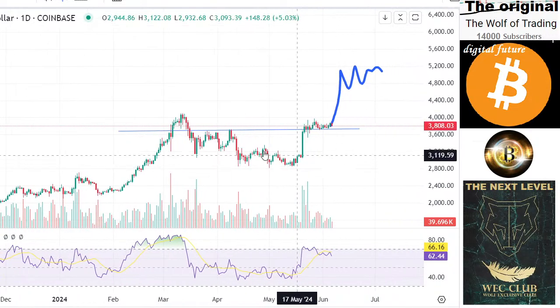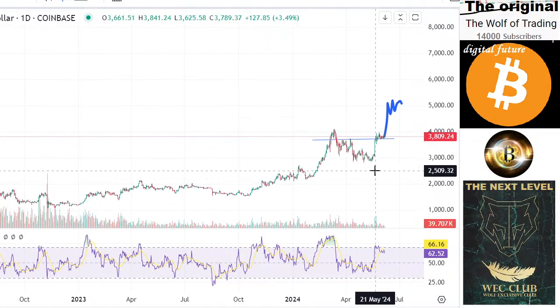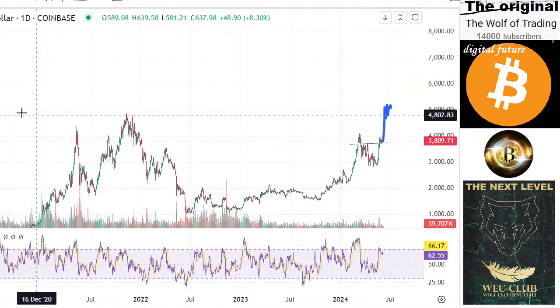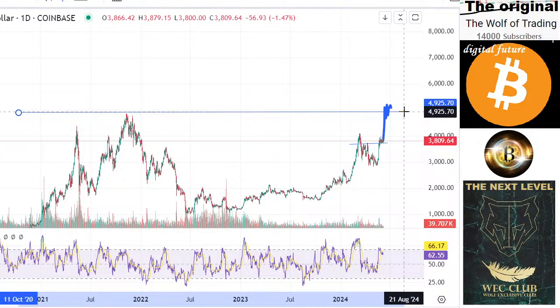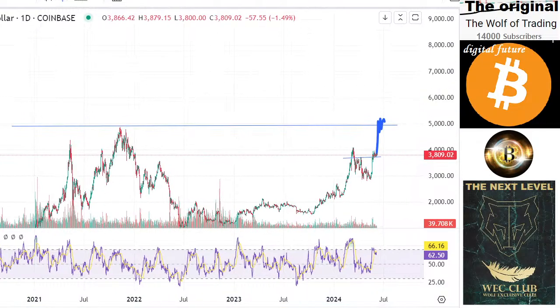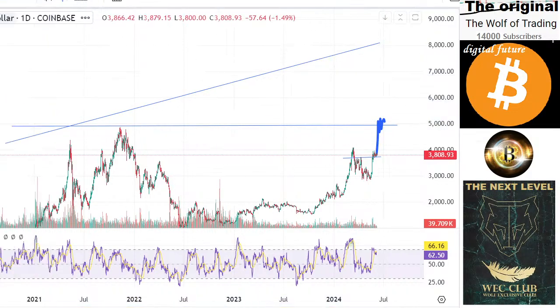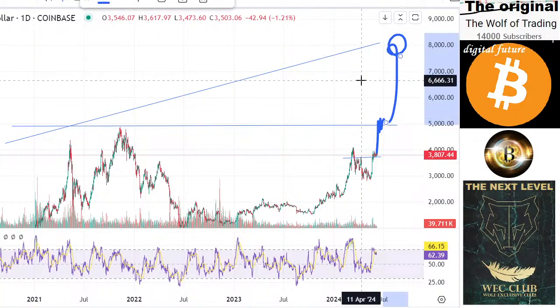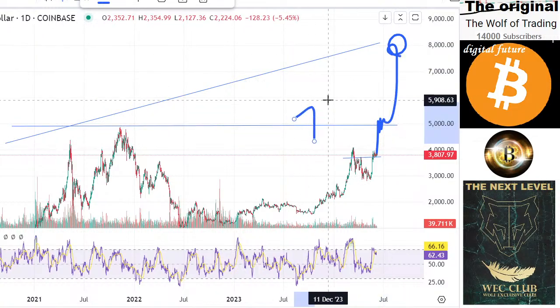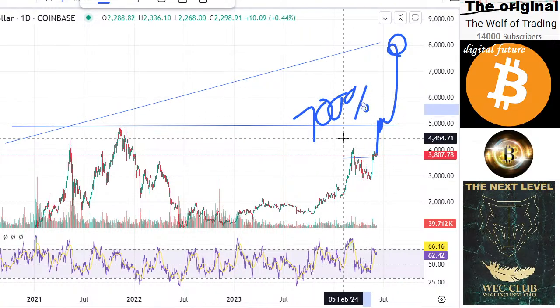If we reach here the $5,000, we can sit on these levels here, and the chart has the uptrend like this. So I think, in my eyes, the price of Ethereum will reach $8,000. And you will see here 100% gains.